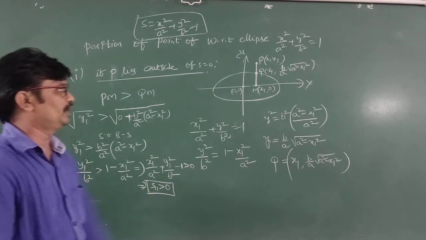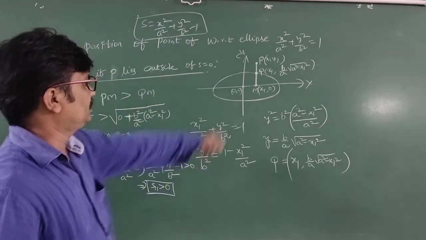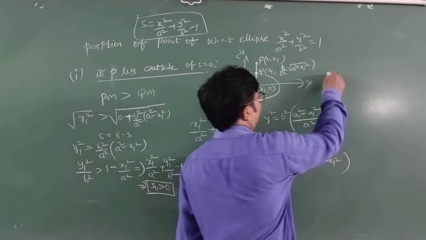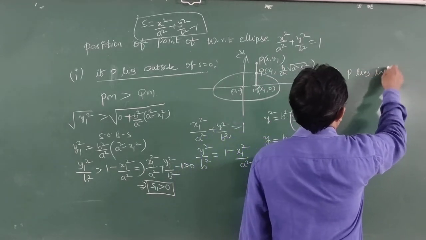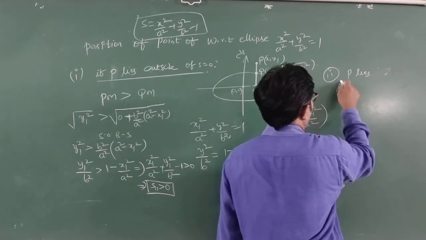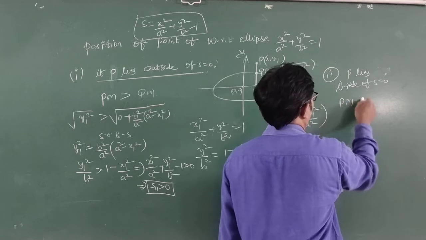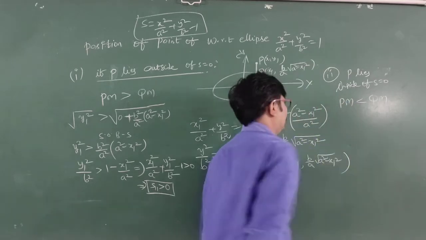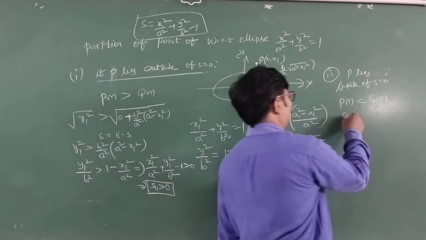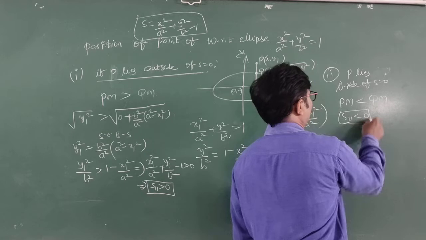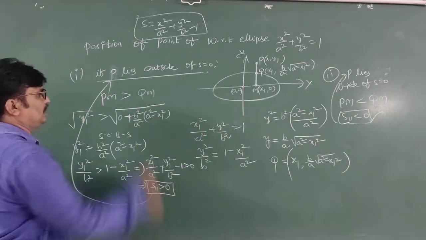My dear students, when P lies outside, that is S11 greater than 0. Suppose, students, P lies inside. So case 2, P lies inside of S equal to 0. Undoubtedly PM is less than QM. What is it, students? PM is less than QM. That is what S11 value less than 0. If S11 is less than 0, P lies inside. If S11 is greater than 0, P lies outside.